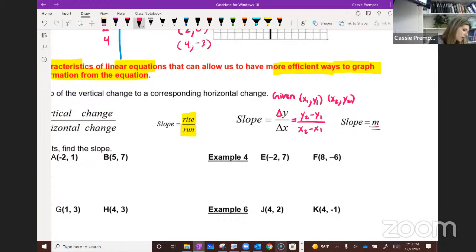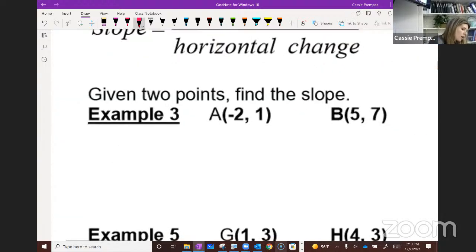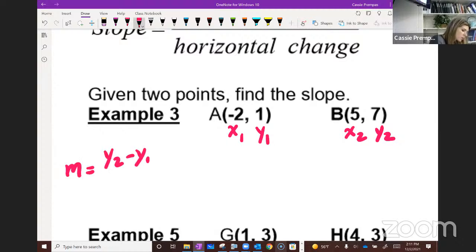So with that said, let's go ahead and try example 3. Our first point we'll call A, so we'll call that our x1, y1. Our second point we'll call B, so we'll call that our x2, y2. And I'm going to write that formula again because we do have to commit it to memory. So y2 minus y1 over x2 minus x1. And let's pop those pieces in. So I'm going to use 7 minus 1 over 5 minus -2.